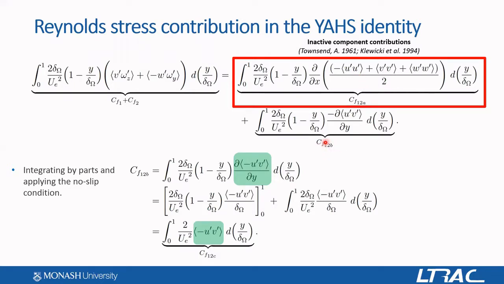And CF12B can further be decomposed by integration by parts and applying the no slip condition, which is represented as CF12C here. Now we can see that CF12B can be represented in terms of the Reynolds stress instead of the Reynolds stress gradient. So CF12C represents the Reynolds stress contribution from the YHS identity.